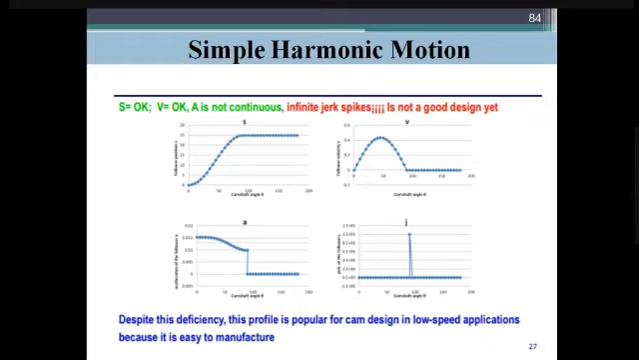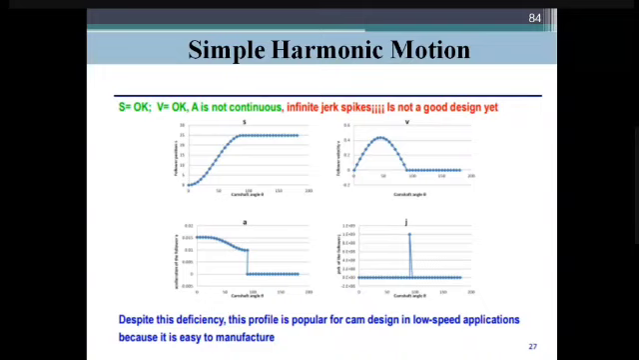S and V are continuous. S is displacement, V is velocity. If they are continuous, what about the jerk? Even if displacement and velocity are continuous, but the jerk jumps, it cannot satisfy the cam rule. It is not obeying the law.